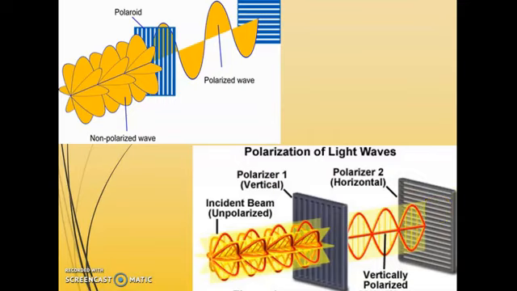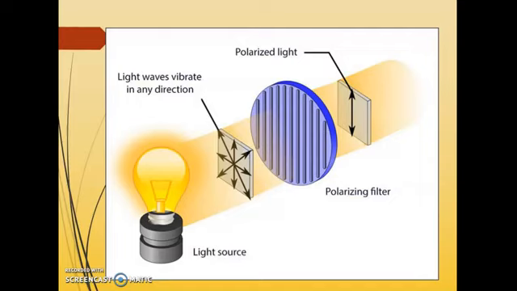Now let's see one more diagram. Here is my light source, and this is not the previous 3D diagram but a 2D diagram which is representing the light waves vibrating in any direction. And here is my polarizing filter, and you can see we have restricted the polarized light to vibrate in only one particular direction. So this is what is polarization.